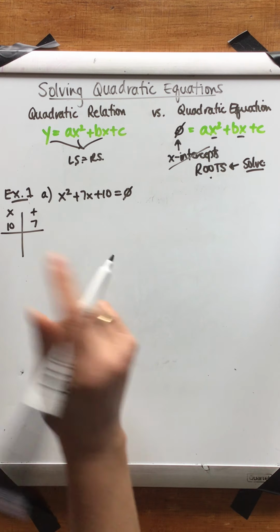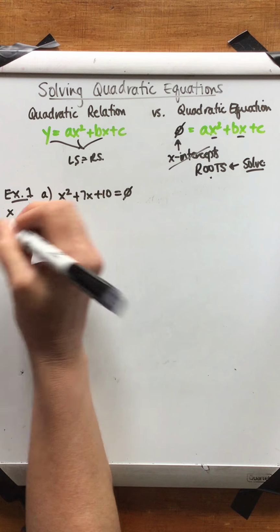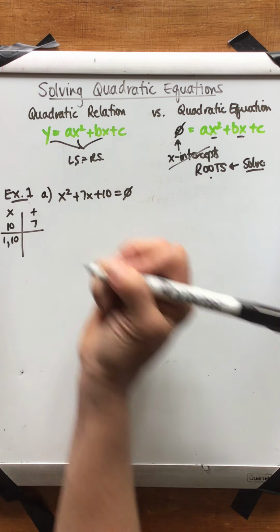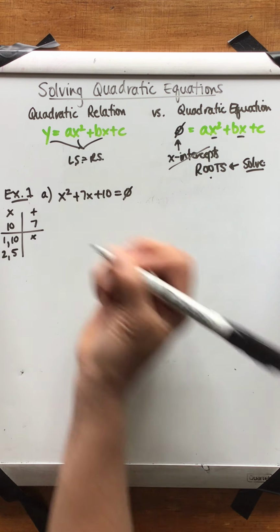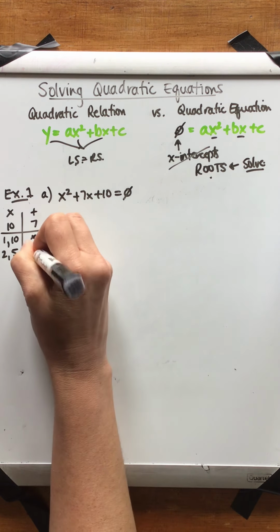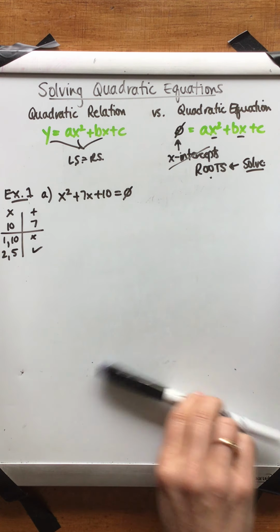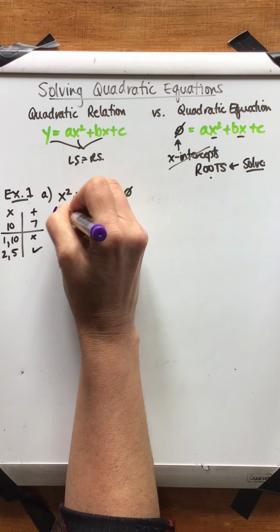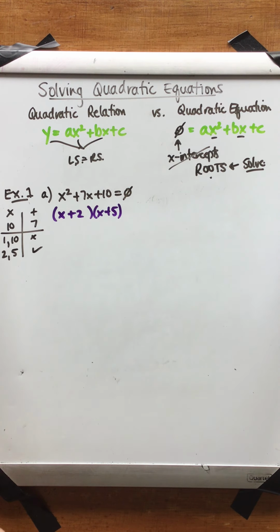Well, in order to multiply to get 10, we only have a couple of scenarios. And notice that both are positive, so both of our options for factors here will also be positive. We can have 1 times 10, and we can have 2 times 5. Quite clearly, those don't add up to 7, but these ones do. So we can replace this then in factored form with x plus 2 and x plus 5 equals 0.